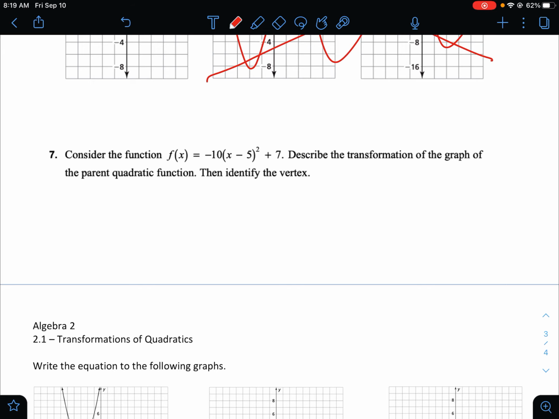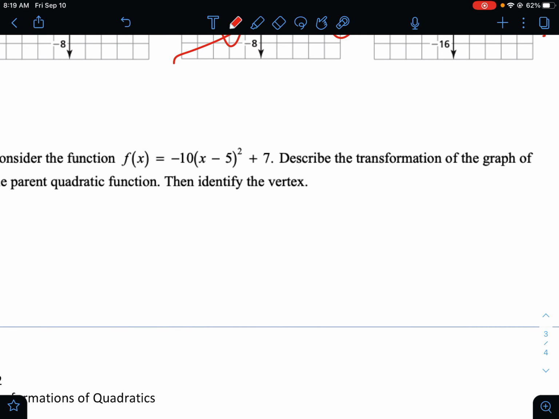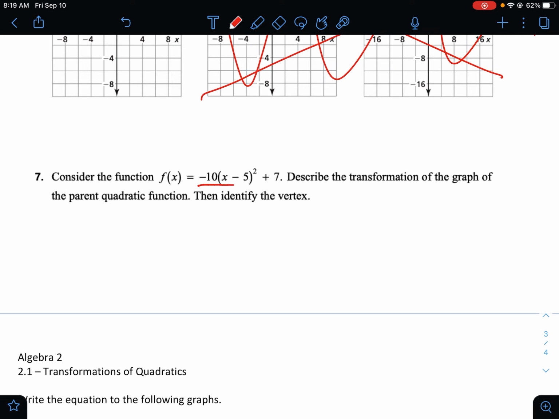The last one here, I'm just going to write the answer, but I would like you to try to figure out all the transformations that happen here. So if you want to pause the video, hit pause, and then write down all the transformations that you see here.